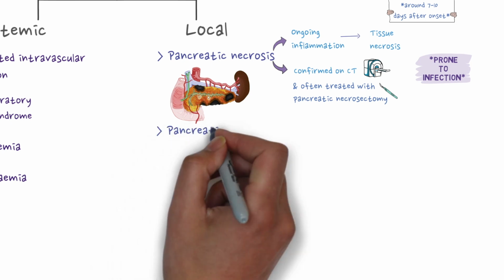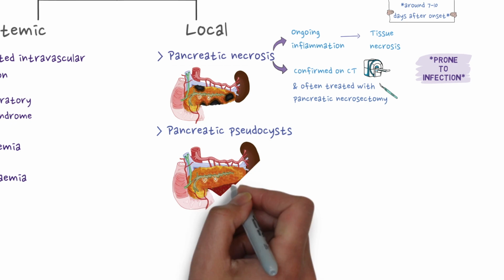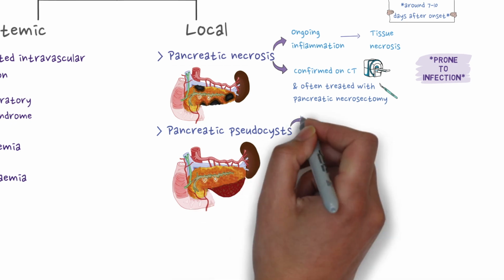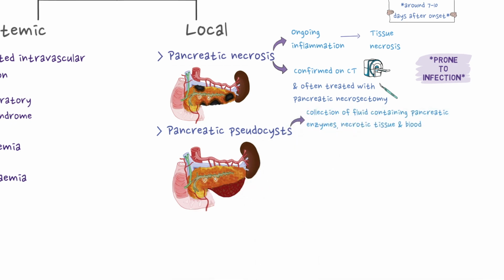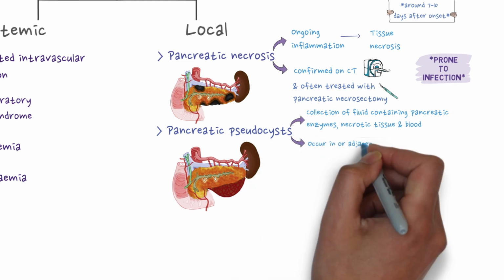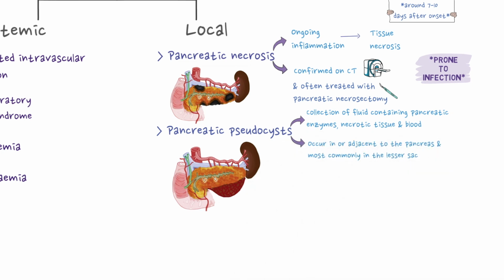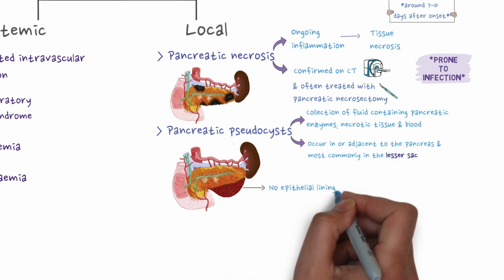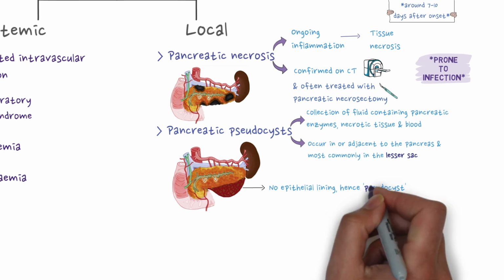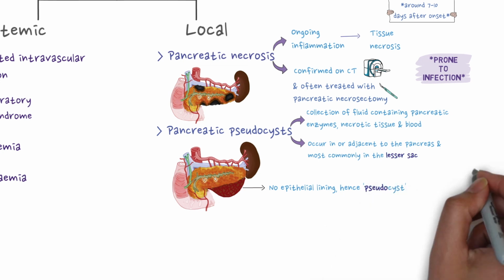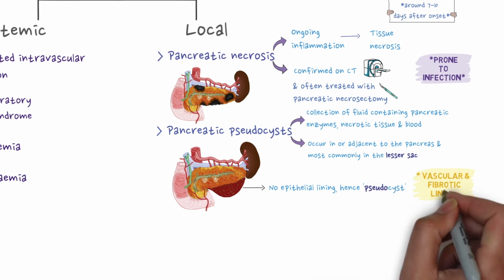Another local complication is the formation of pancreatic pseudocysts. These are a collection of fluid that contains pancreatic enzymes, necrotic tissue, and blood. They can occur within or adjacent to the pancreas, but most commonly they protrude forwards into the lesser sac. It doesn't have an epithelial lining, hence it is termed a pseudocyst. Instead, it is surrounded by fibrotic tissue and blood vessels.